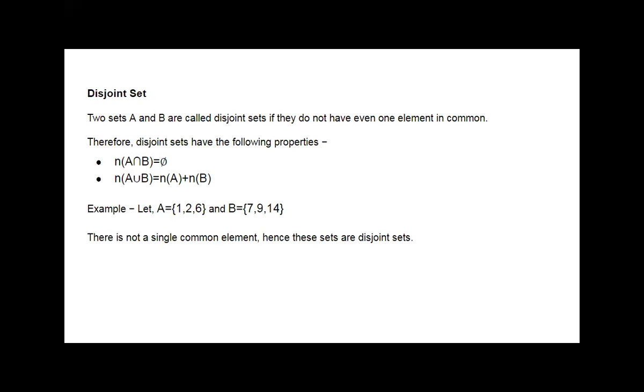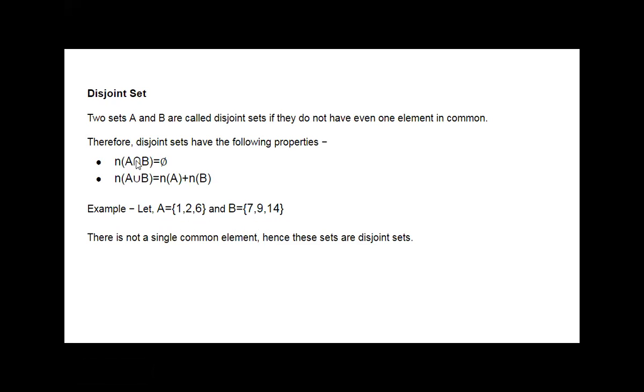Disjoint sets are what? The elements are different from each other. Two sets are there, A and B. They are not having any common element. Then those sets are disjoint sets. Like example 1, 2, 6 and 7, 9, 14. Both the sets are having different elements. So A and B are disjoint sets.